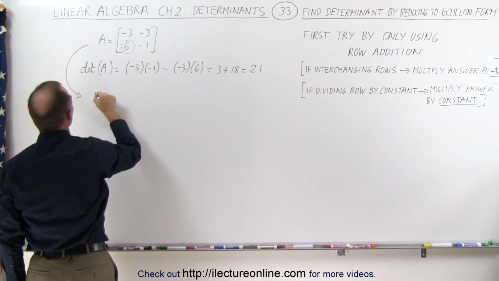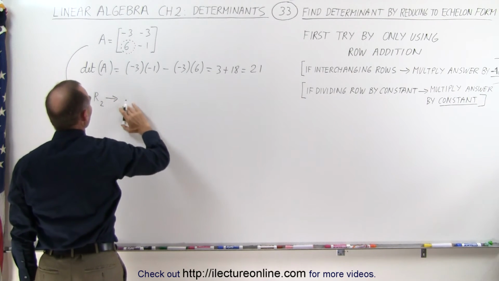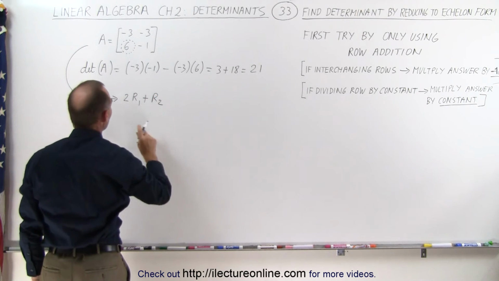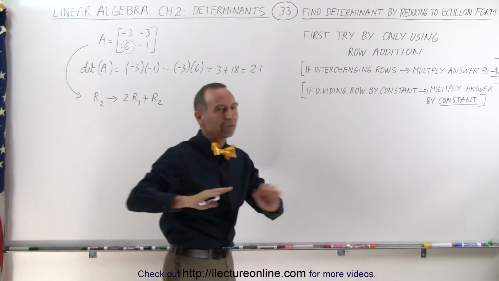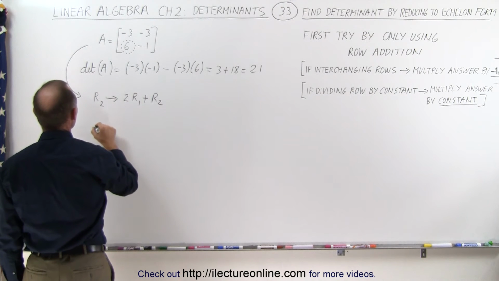So what we're going to do is take the second row and replace it by taking twice the first row and adding it to the second row. This is the step where we do row addition, so we don't have to do anything to the answer when we get the final form. When we do that, we get the following matrix.